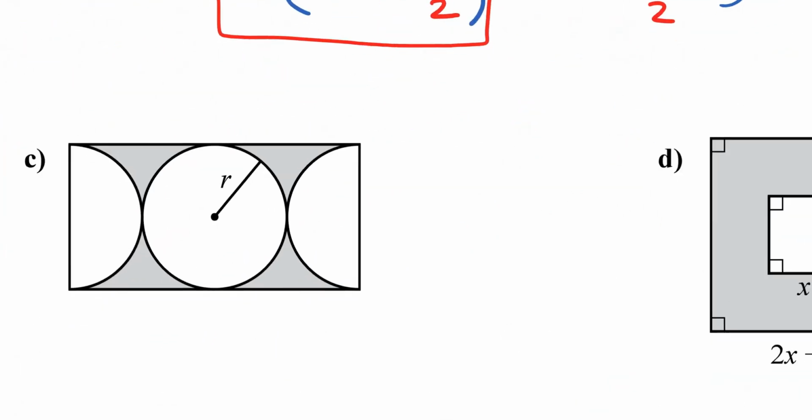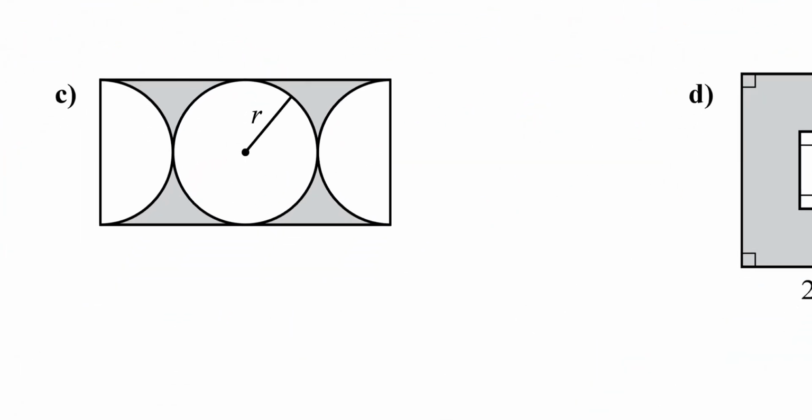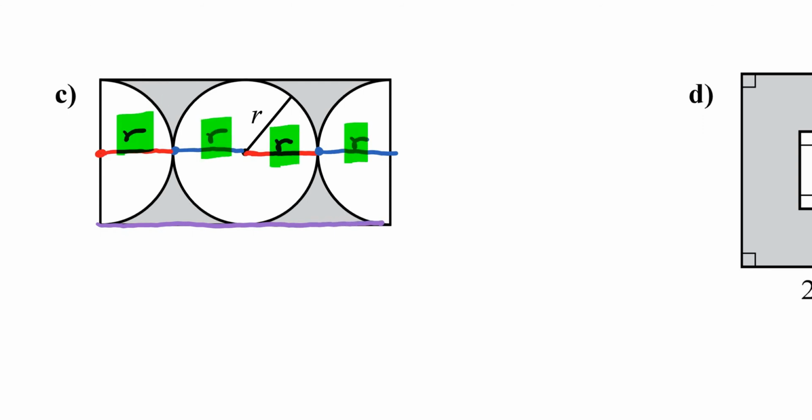Okay, let's move on to letter C. For letter C, you need to recognize that this distance right here in red is a radius. That means this blue distance right here is a radius. This blue distance here is a radius, and this red distance right here is also a radius. Therefore, if I take a look at this entire purple length here, it's going to be r plus r plus r plus r, so that's going to be 4r.